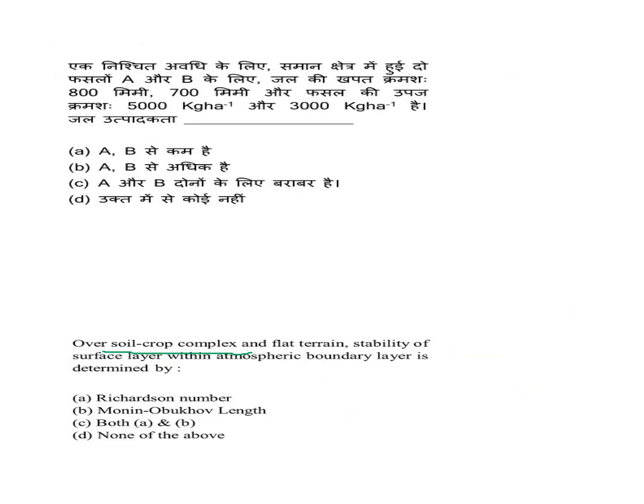Over a soil crop complex and flat terrain, stability of the surface layer within the atmospheric boundary layer is determined by both the Richardson number and the Monin-Obukhov length. Both of these are used to determine these parameters.